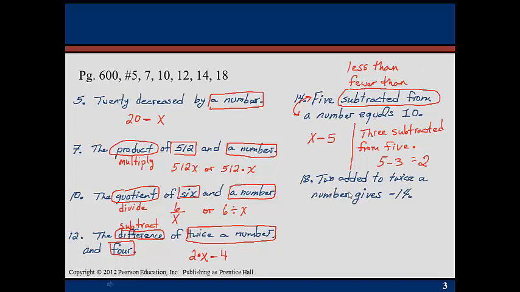For number 18, it says 2 added to twice a number gives negative 14. So again, straight translation, there's a 2. Added to means plus. And again, twice a number, that means 2 times x. So we're going to write it as 2x. And then the word gives means equals negative 14.